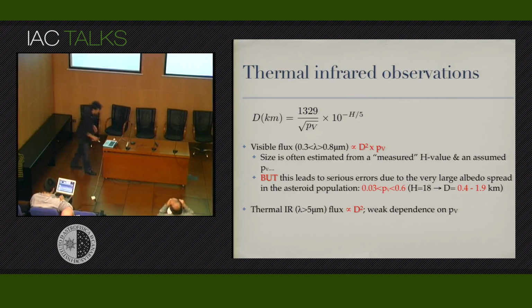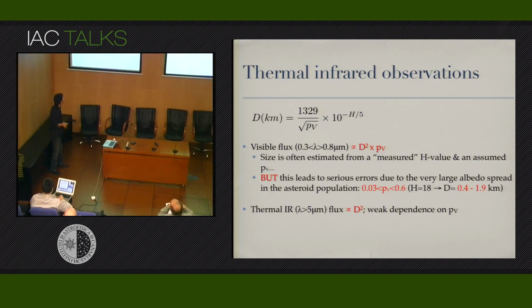The main reason why we want to observe asteroids in the thermal infrared is because we can easily derive sizes of these bodies. We use this basic formula, which relates the size of the asteroid to the albedo of the surface and the H value. The H value is the visible magnitude scaled at 1 AU from the sun and 1 AU from the Earth, at 0 degrees of phase angle. That's simple: you observe with an optical telescope, and it's a simple geometrical calculation to derive H from the V magnitude measured at the time of the discovery.